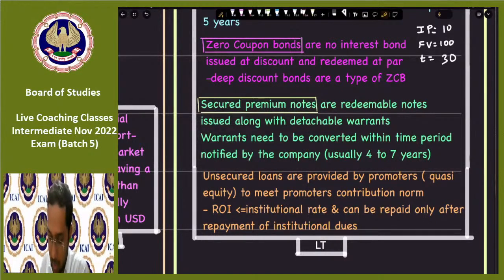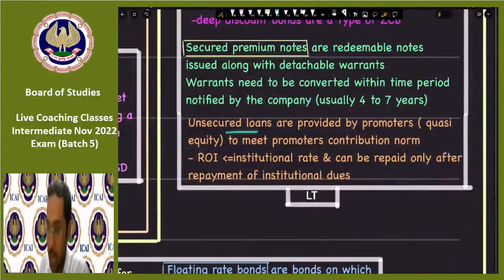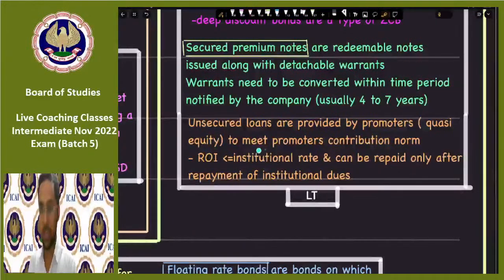Okay. Then another type of domestic long-term funds is loans provided by the promoters. Those are also widely called quasi-equity. Now, loans provided by promoters is like a loan given by a partner to the partnership firm. Similarly, a loan given by the promoters to the company is called quasi-equity. And sometimes it is required to meet the promoter contribution. Sometimes bankers ask for some minimum amount of promoter contribution.